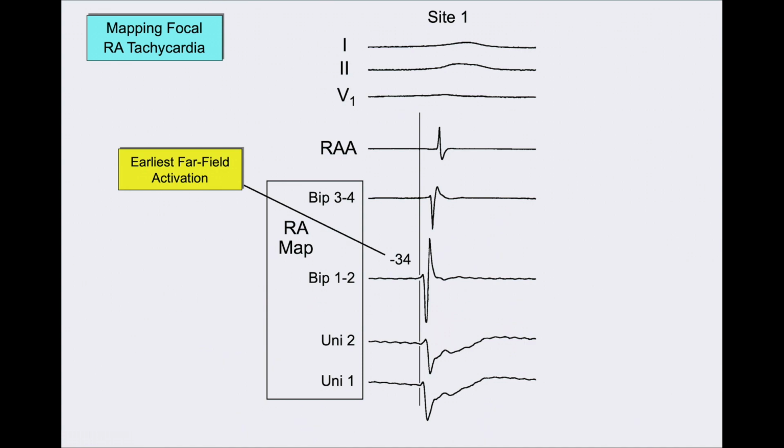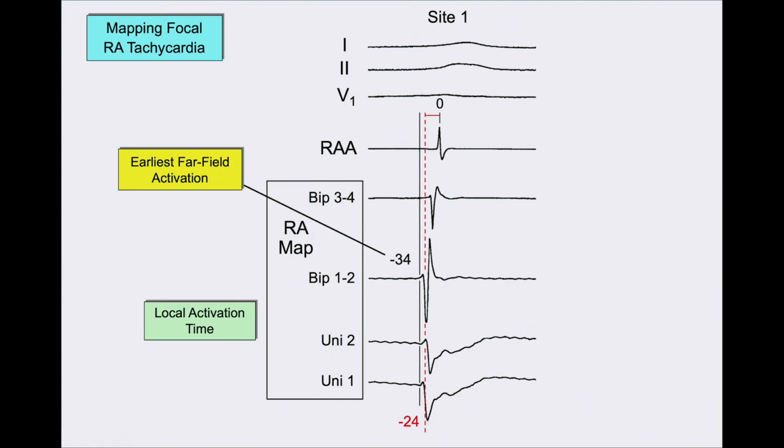But just because this is the earliest far field doesn't mean that our local time is here. In fact, our local time is not here. Our local time is going to be based on unipolar 1, so it'll be the timing of the rapid component of the downstroke, and you can see that that time's only 24 milliseconds before the reference. In other words, it's 10 milliseconds later than the earliest far field.